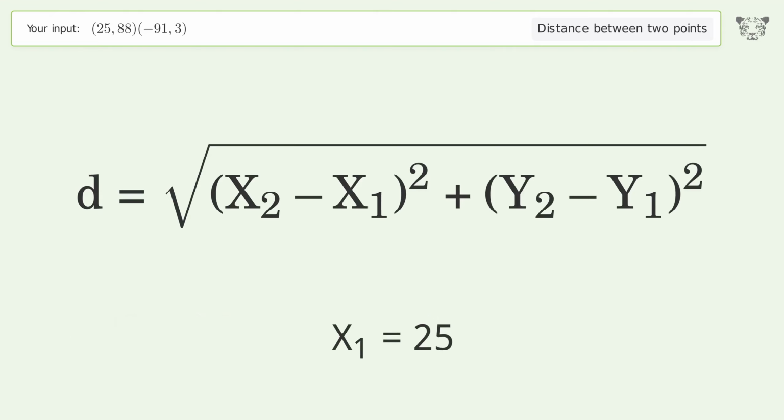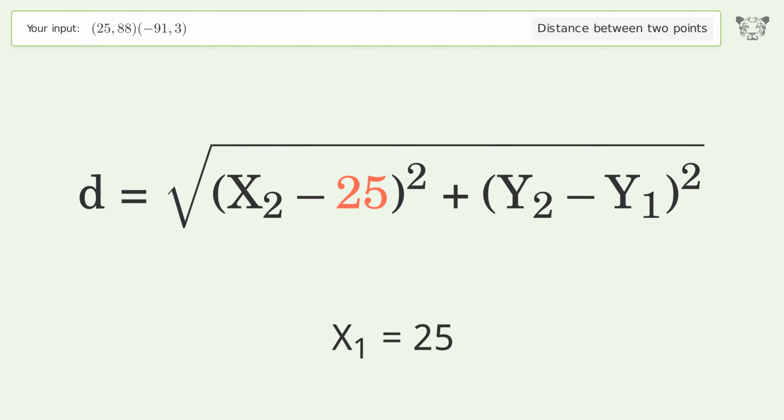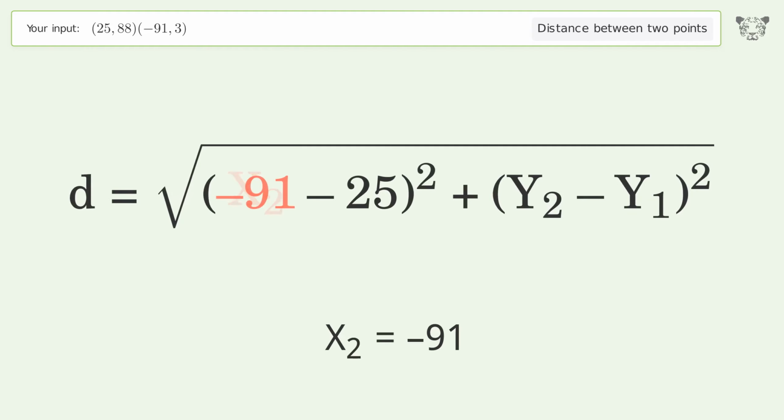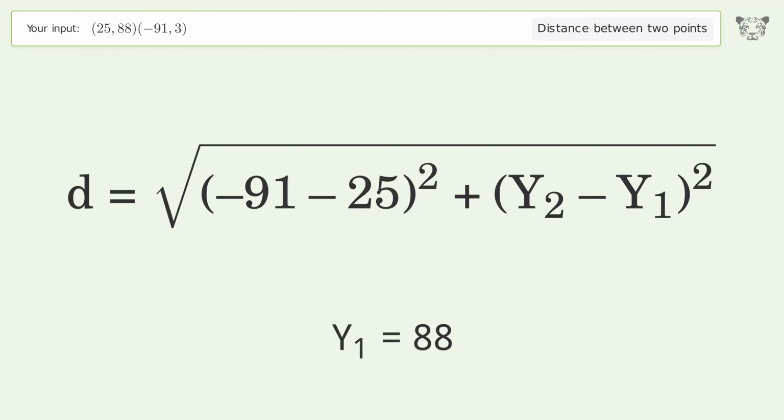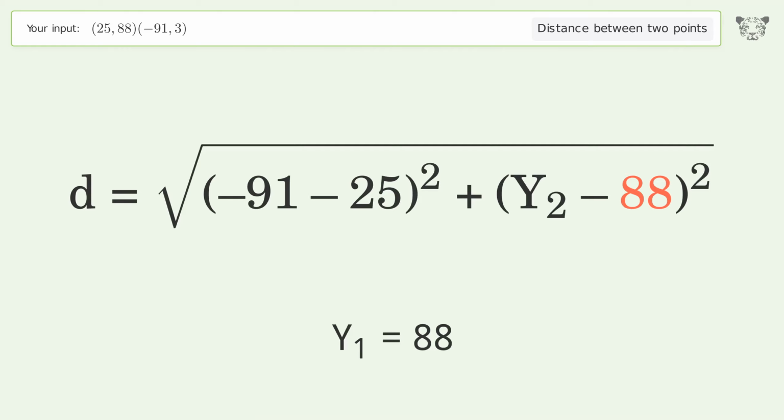x1 equals 25. x2 equals negative 91. y1 equals 88. y2 equals 3.